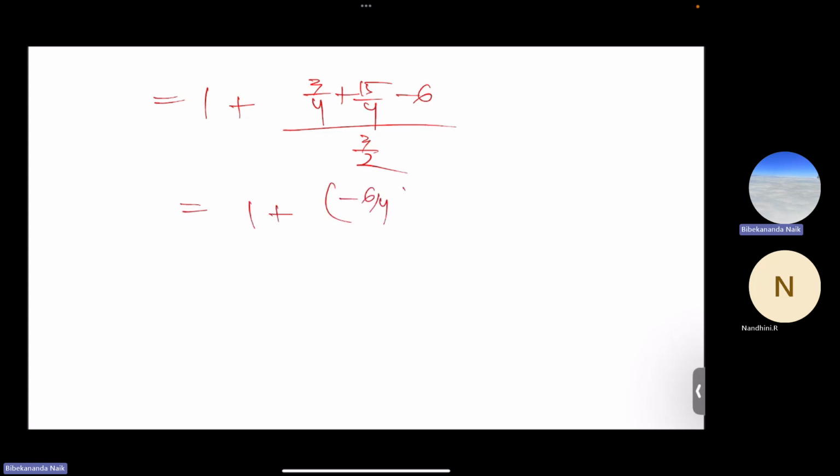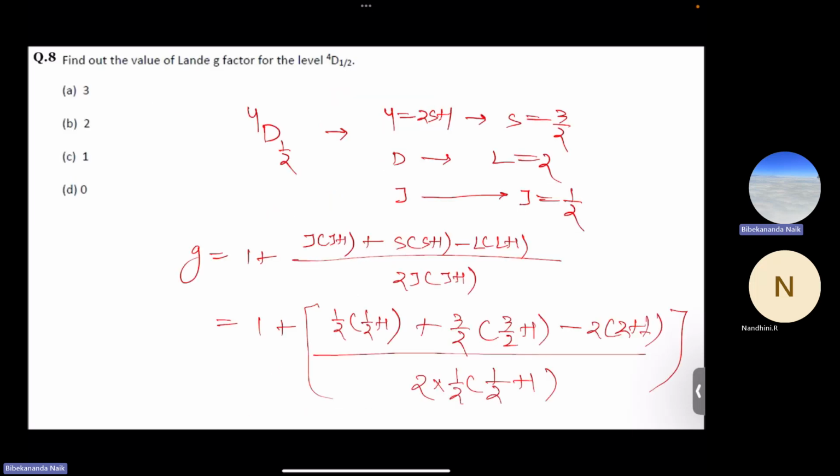So if we calculate, it will be 1 plus 3 by 4 plus 15 by 4 minus 6, divided by 3 by 2, which will give 1 plus minus 6 by 4 divided by 3 by 2, which will be 1 minus 1, which will be 0. So g is 0 for this particular level. So the correct option will be option D. So is this clear to you?